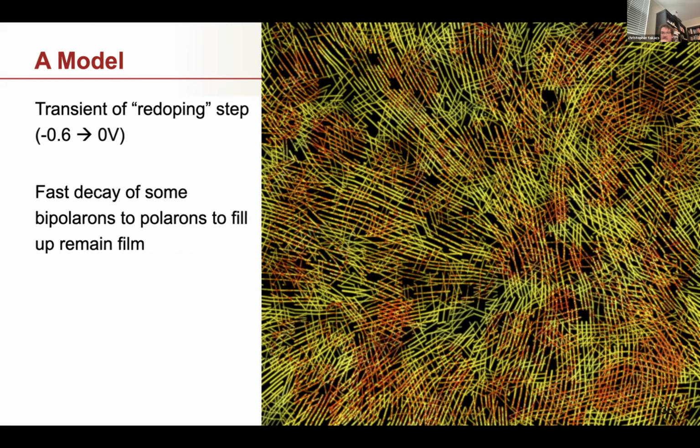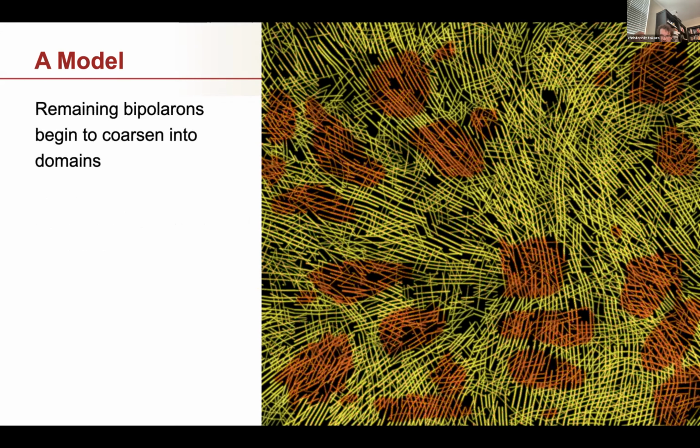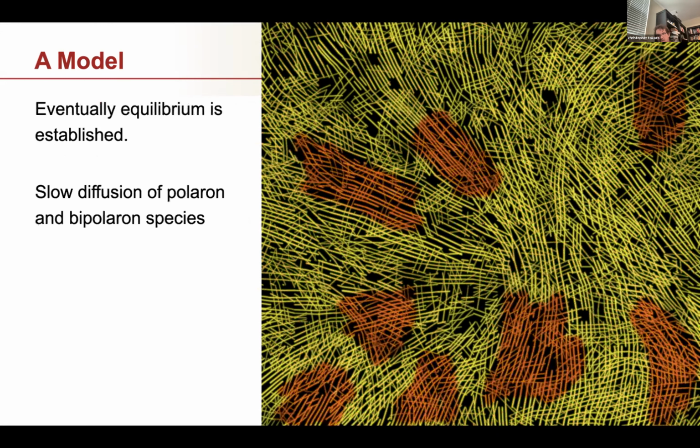And what will happen then, immediately during that transient, is some of those bipolarons are going to decay into polarons, and then we're going to fill up polarons everywhere we can because they're presumably a lower energy state. And then effectively, we're going to see the structural coarsening and subsequent evolution of these materials as they go. And then in equilibrium, somehow we're seeing this combination.